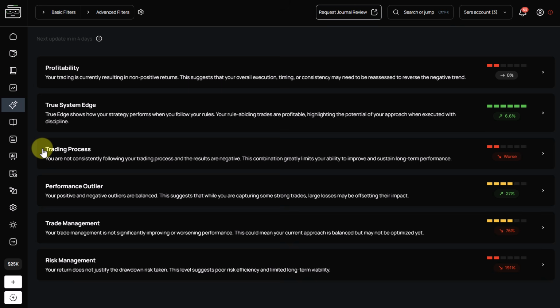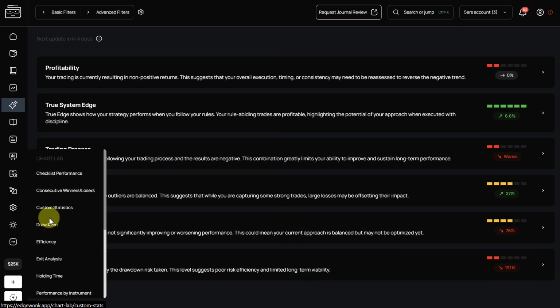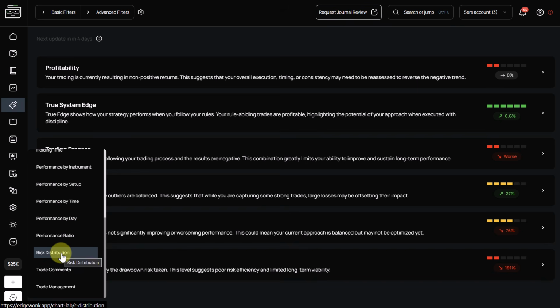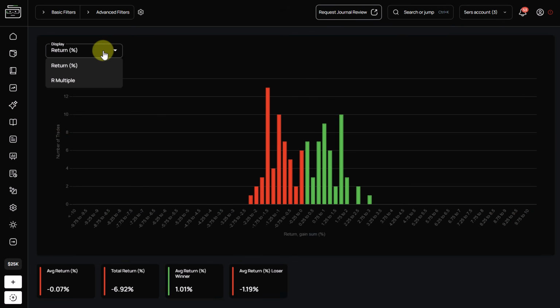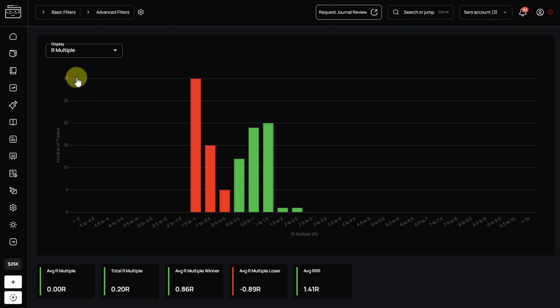So what I want to do first is go to the chart lab and specifically to the risk distribution. And here I want to change it to R multiple because, as we've seen, he has issues with his R multiple. What we can see interestingly is that his average winner is 0.86 and his average loser is minus 0.89. So his average loser is bigger than his average win. That's never a good starting point.